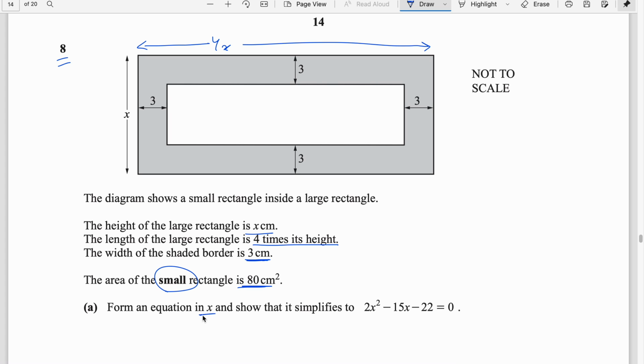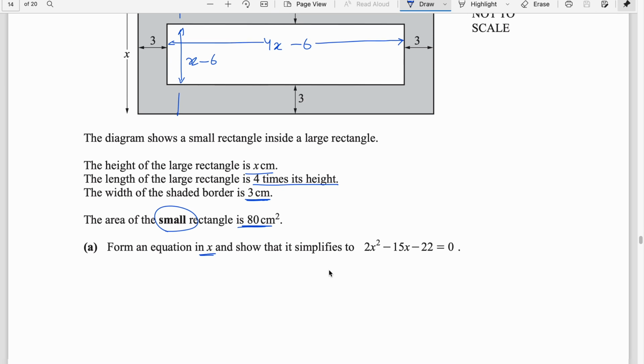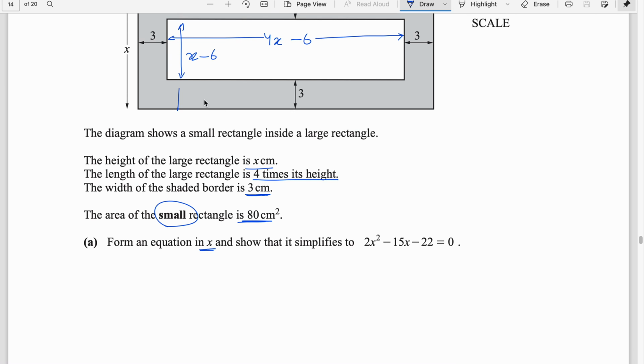Form an equation in x and show that it simplifies to this. Okay. So if this full is x, this is 3, this is 3, this should be x minus 6. And on the other side, this is 4x minus 6, as the border is 3 on all sides. And the area of the smaller rectangle is given. So we multiply length into breadth, which is x minus 6 times 4x minus 6 is equal to 80.